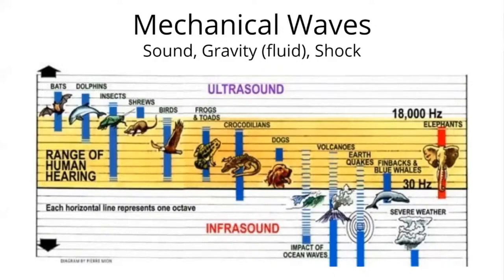The frequencies that we can really detect from that are, in this chart, 30 to 18,000 hertz. The easier one to remember for me is 20 to 20,000 hertz, just because it's 20 and 20. And it varies. You can see here in relation to other types of animals, as well as other frequencies of events that happen.